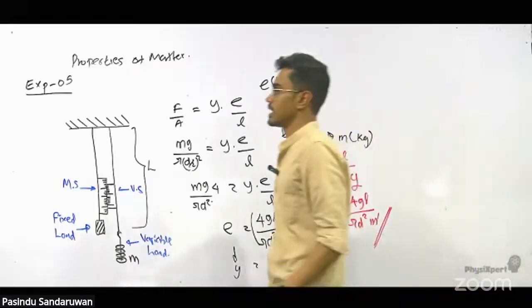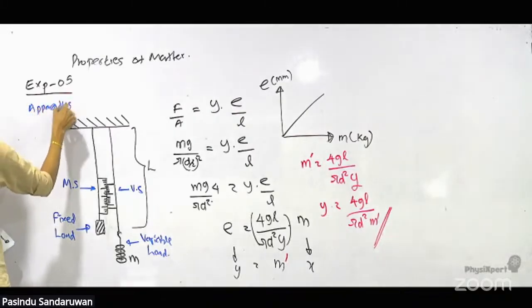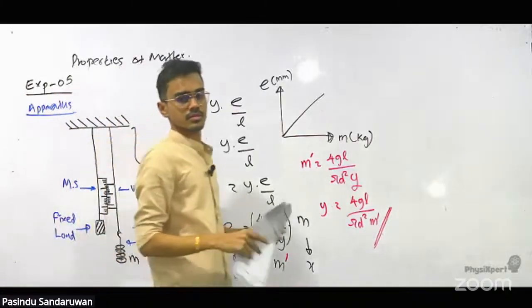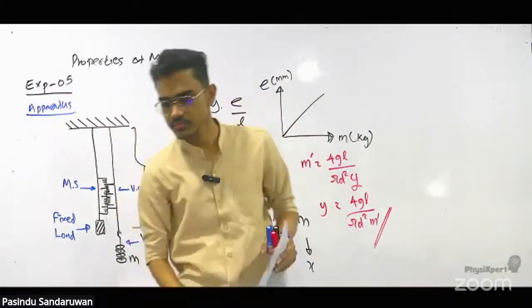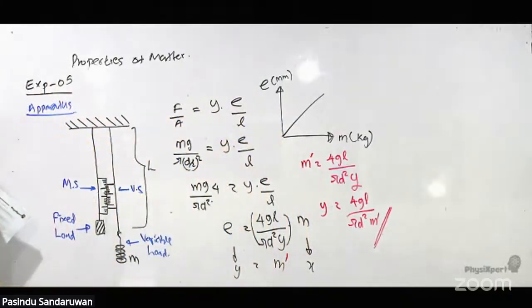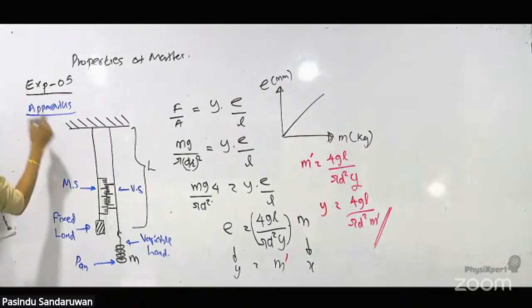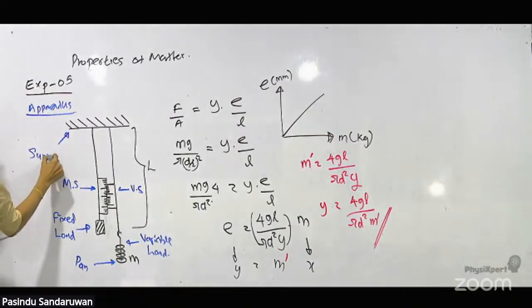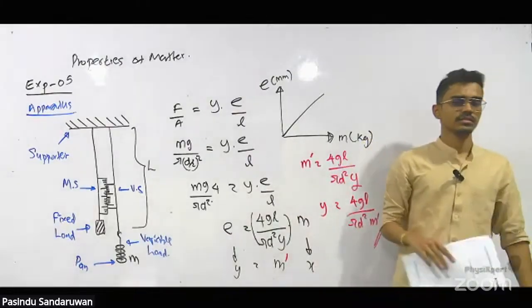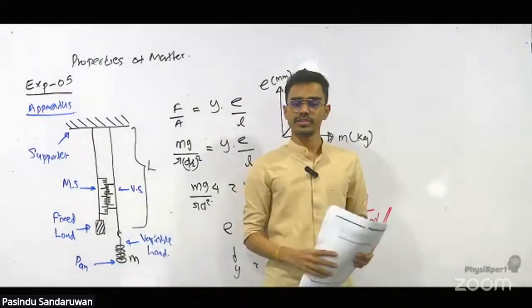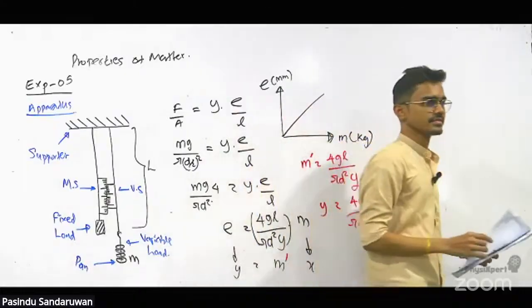Then, as the apparatus, take it down. This is the pan, and this is the supporter. You will be getting two questions from Young's modulus and Searle's method in the next two papers coming up.